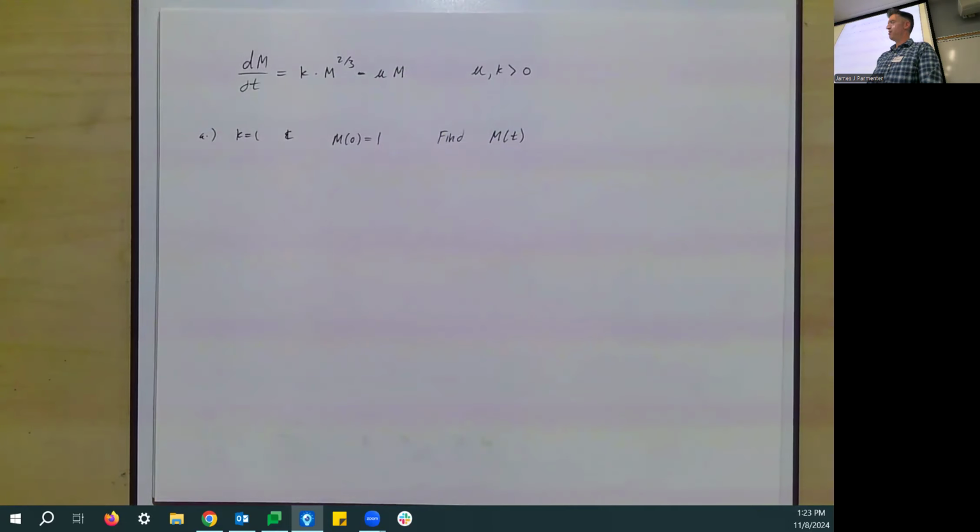What do we do here? Let's see. It's not first order linear because I have my m to a non-1 power. That's probably the worst way you could say that. So I guess it's got to be separable.